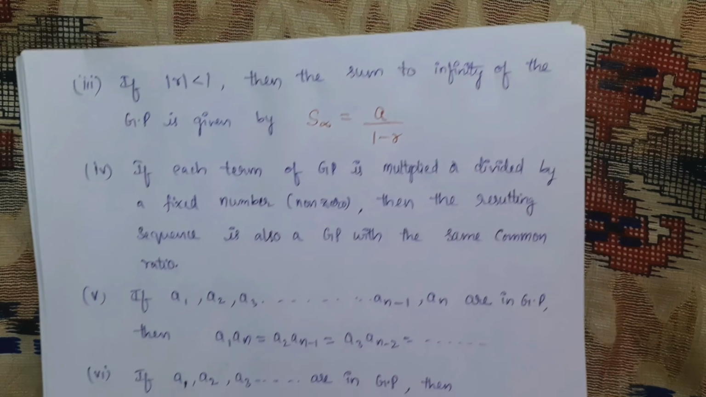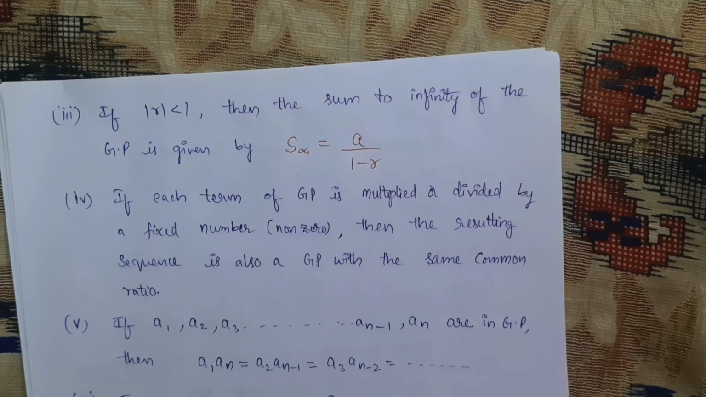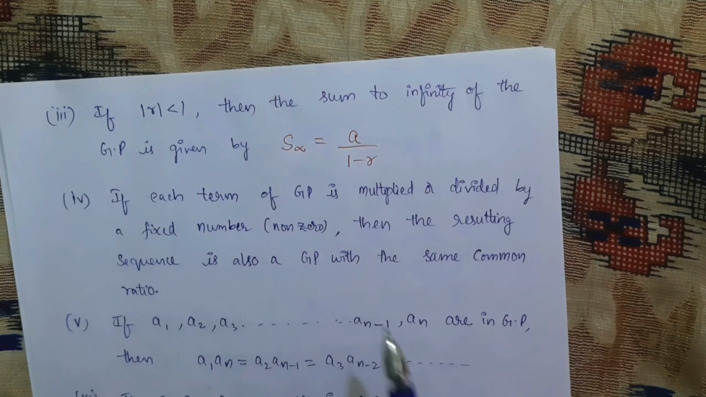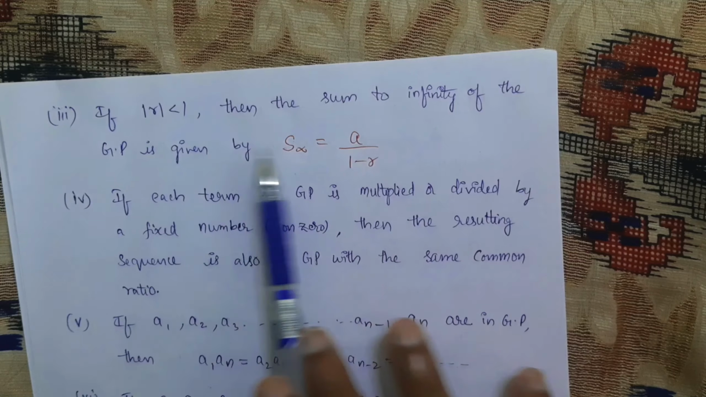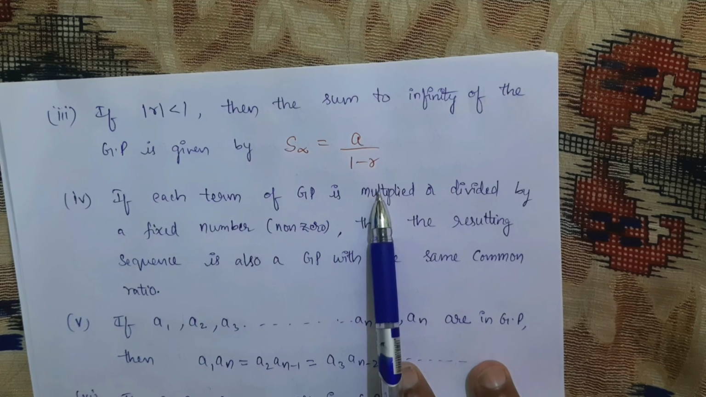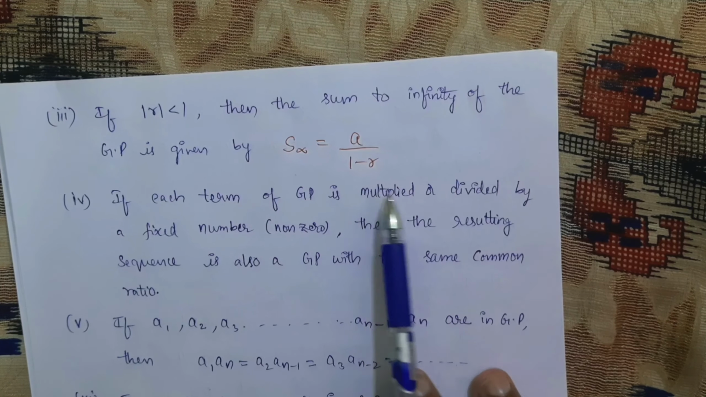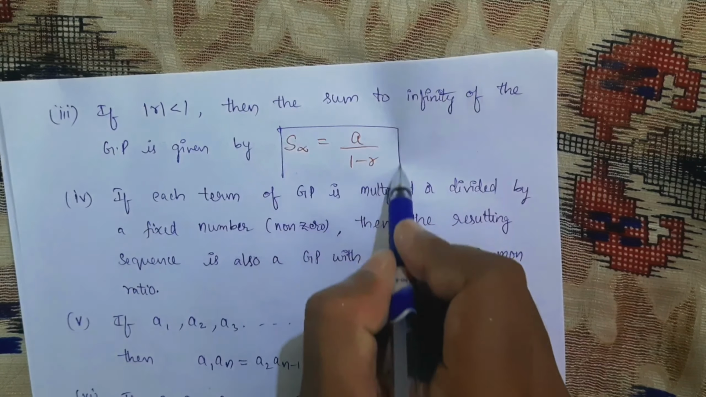So this is an introduction to geometric progression, and we will now see some of the important points in the GP. If modulus of R is less than 1, then the sum to infinity, S infinity of GP, is A by 1 minus R. So this is an important formula you need to remember.